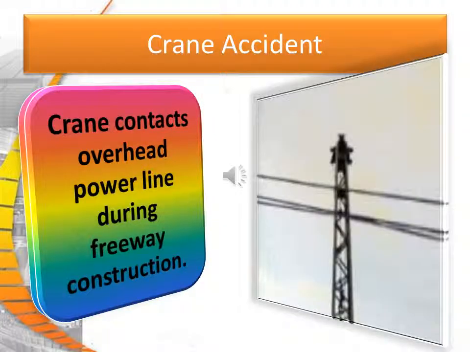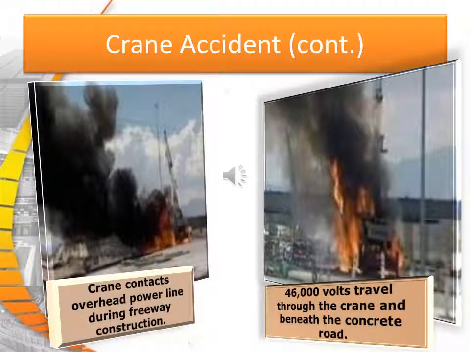Here we can see a crane contacting the overhead power line during a freeway construction recently. In the second photo, the crane contacts the overhead power line, resulting in a fire on the ground. 46,000 volts travel to the crane and beneath the concrete road.